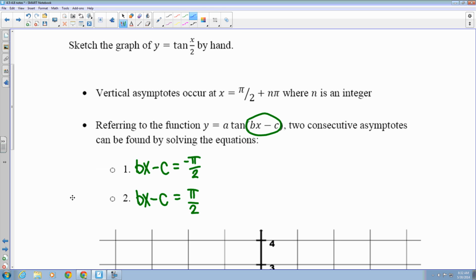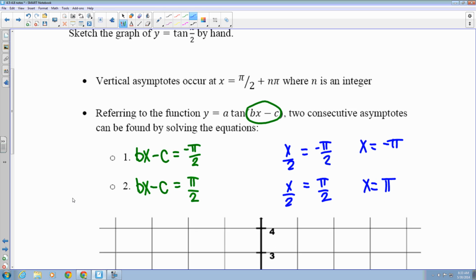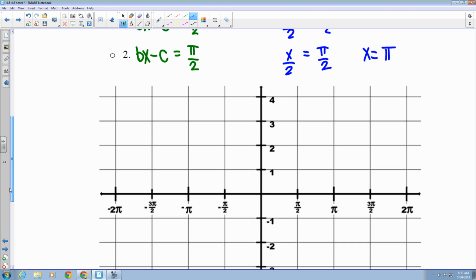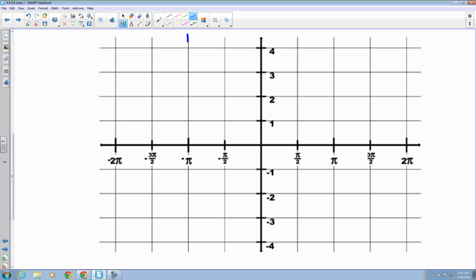So with this specific example, it's just x over 2 equals negative and positive pi over 2. Solve it, and we get negative pi and pi as our asymptotes. So we're still going to find 5 key points for the tangent function. They're just going to be different than the sine and cosine 5 key points.